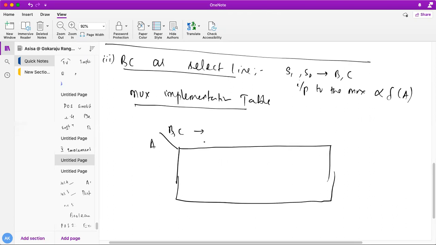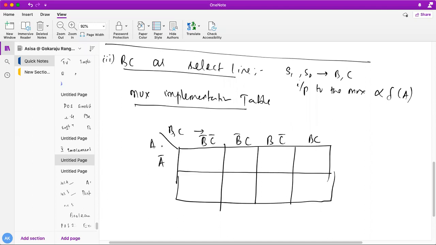So see here it is BC. Obviously there are 4 different combinations you can expect from BC: B bar C bar, B bar C, B C bar, and BC. So these are the 4 different combinations. Similarly, A has again 2 different combinations, A bar and A. Okay, so what is the particular position of each? This is A bar, B bar, C bar. This is A bar, B bar, C. This is A bar, B, C bar. This is A bar, B, C. This is A, B bar, C bar. This is A, B bar, C. A, B, C bar, A, B, C.